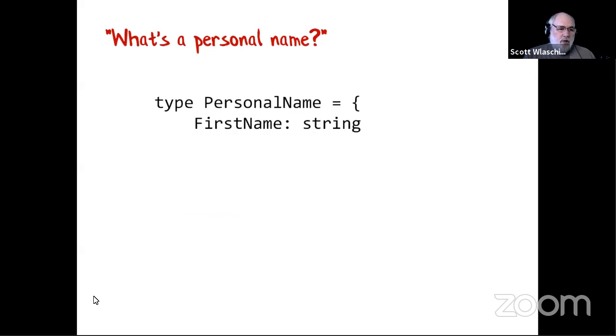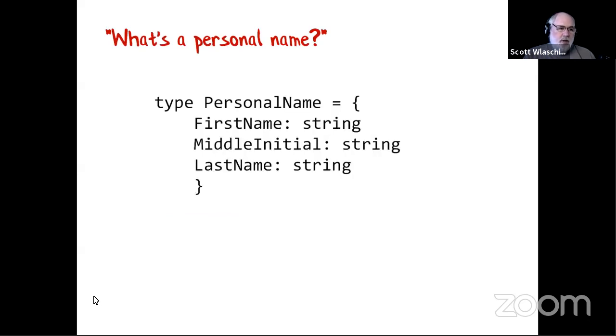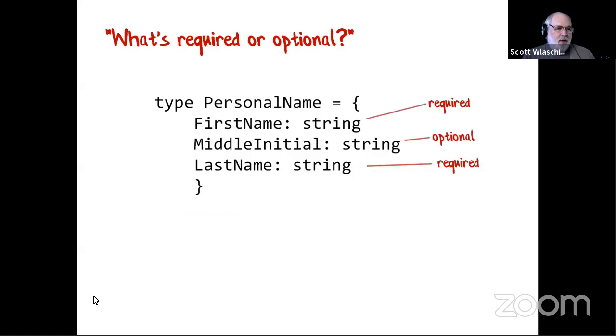So let's say, okay, what's a personal name? A personal name is these 3 things: a first name, a middle initial, and a last name. And this is a very American thing, by the way. I'm sorry for Europeans that don't always do this, but I use American examples because most people who listen to my talks are American anyway. Okay, so what's required and what's optional? Like I said, the middle initial is optional and the first and last name are required, but again, it's not at all clear. So what we want to do is make it very clear that the middle initial is optional.